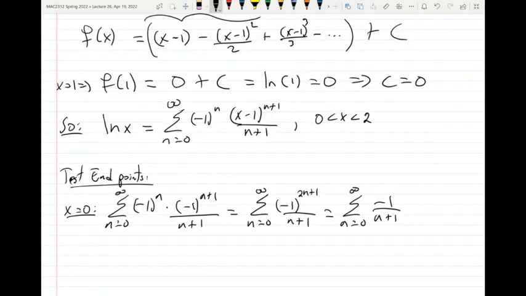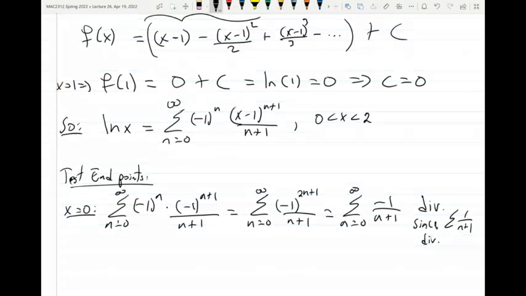So this diverges, okay? So this diverges since the harmonic series diverges. All right, so that stays open.